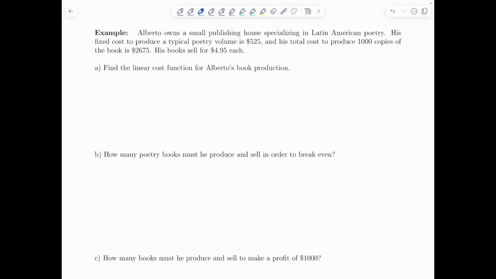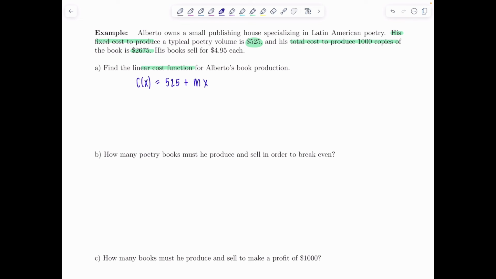So focus in, they gave us a lot of information here. What do I need to find a cost function? I need the fixed cost, yes, and then the marginal cost. Well, let's see. They literally said it right here. Fixed cost is $525. Did they give me the marginal cost? No, they didn't, those stinkers. They told me the total cost to produce 1,000 copies is $2,675. Okay, so let's put together what we have, and then we're going to see how we're going to get that marginal cost. I know my cost function is going to equal fixed cost $525 plus marginal cost times X.